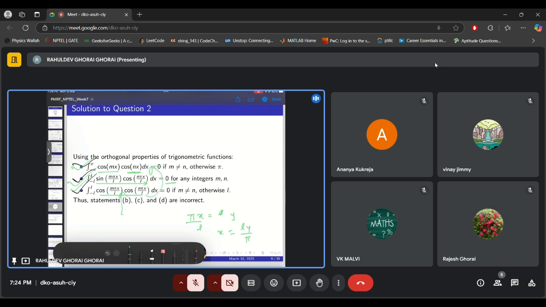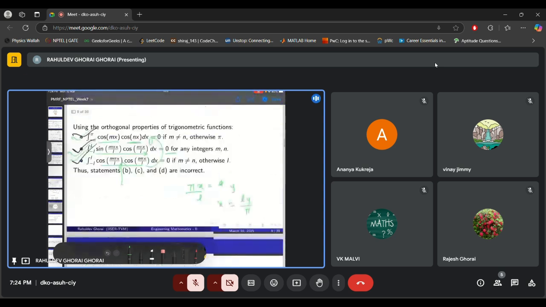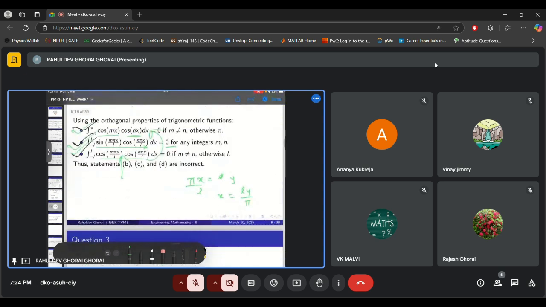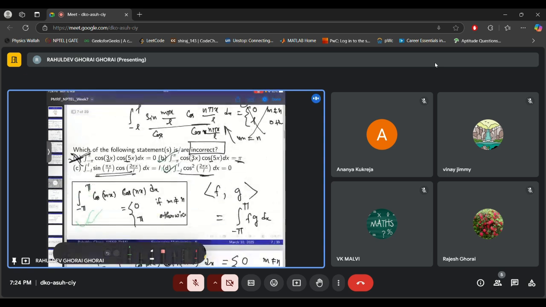So the first one and the third one are equivalent, and that's why from here you can evaluate all those things. And the sine cos, when it is coming in the product, will always be 0. So using that, B, C, D are incorrect options. Okay, B, C, and D are incorrect. Is it okay for you? Understand? Otherwise, tell me.